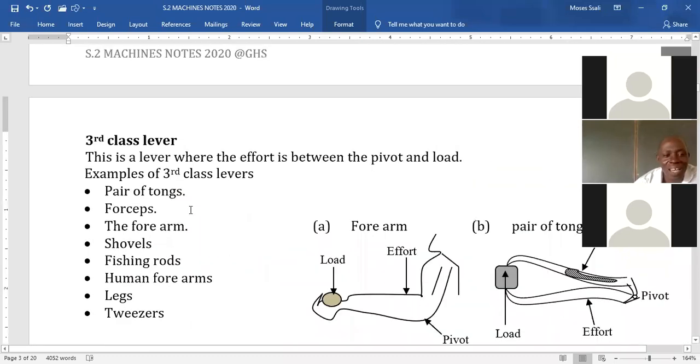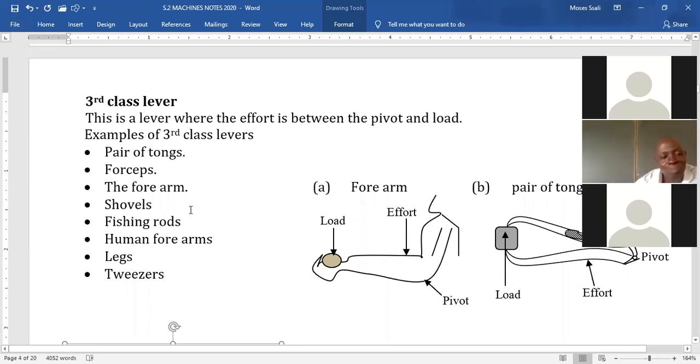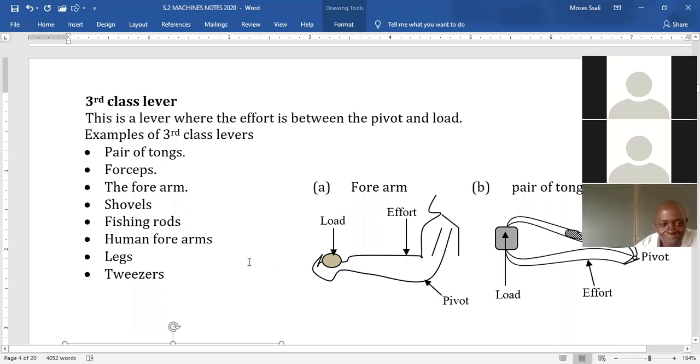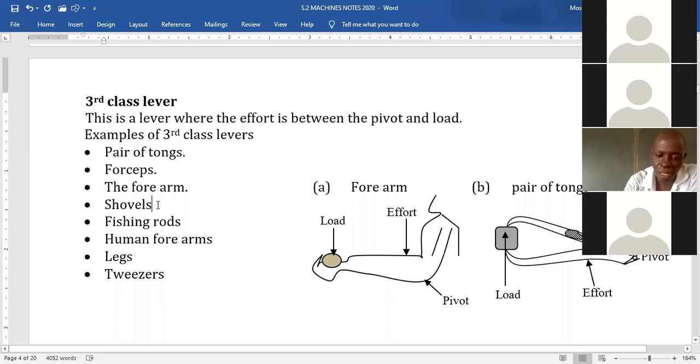Let us move to the third class quickly. I'm choosing Mercy. Third class lever. This is a lever where the effort is between the pivot and load. Examples of third class levers: pair of tongs, forceps, the forearm, shovels, fishing rods. Shovels, these shovels actually are the spades. Fishing rods, human forearms, legs, tweezers.